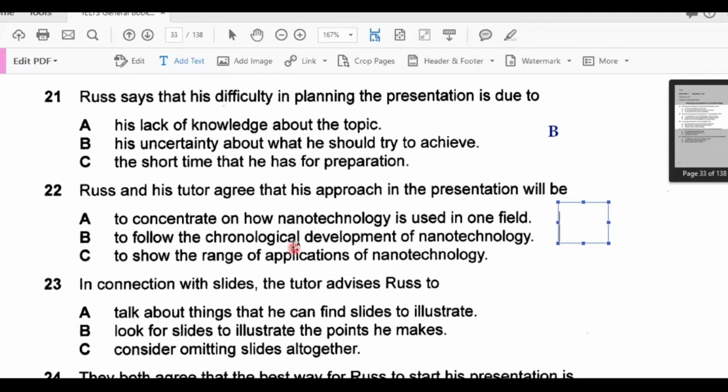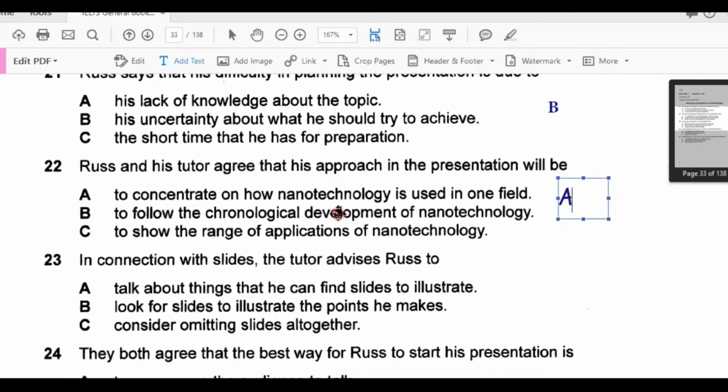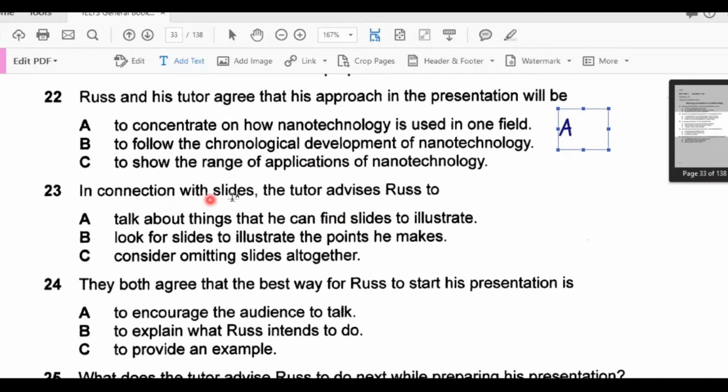Right. How important is it to include slides in the presentation? They aren't essential by any means, and there's a danger of tailoring what you say to fit whatever slides you can find. While it can be good to include slides, you could end up spending too long looking for suitable ones. You might find it better to leave them out.